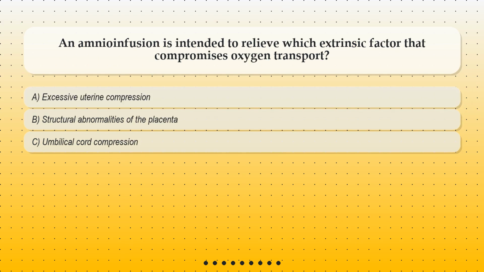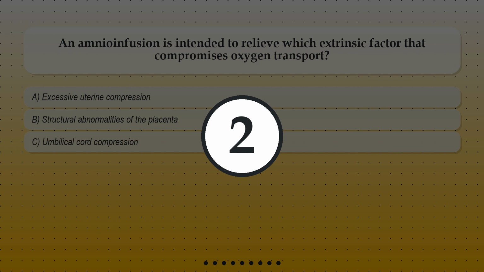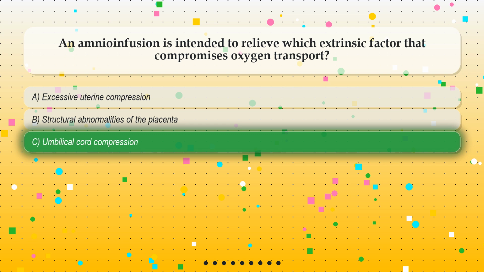Question 6. An amnioinfusion is intended to relieve which extrinsic factor that compromises oxygen transport? Option A, excessive uterine compression. Option B, structural abnormalities of the placenta. Option C, umbilical cord compression. The correct answer is option C, umbilical cord compression.